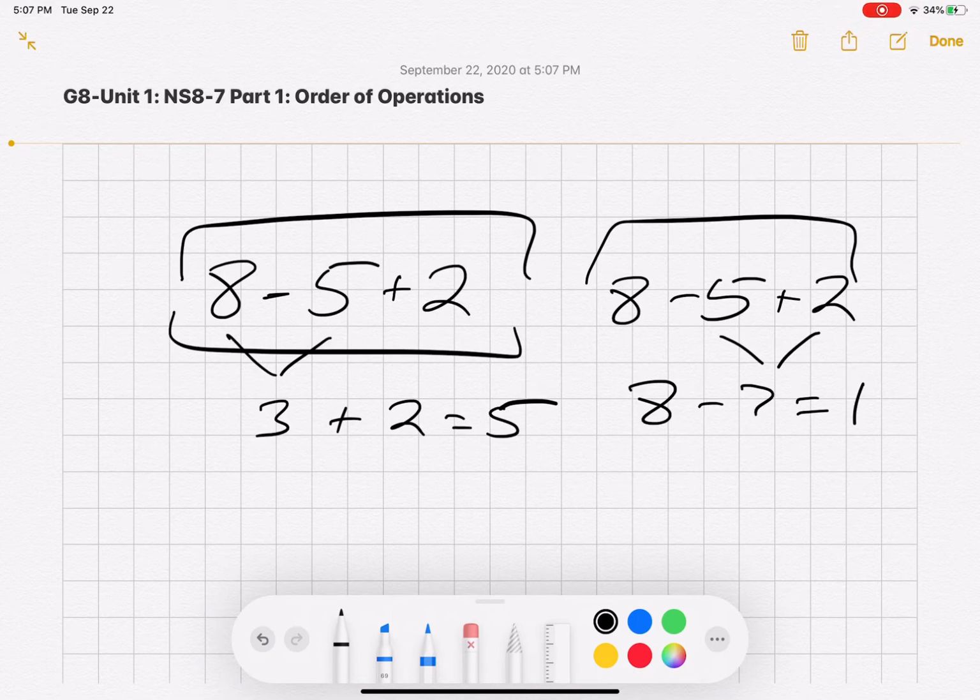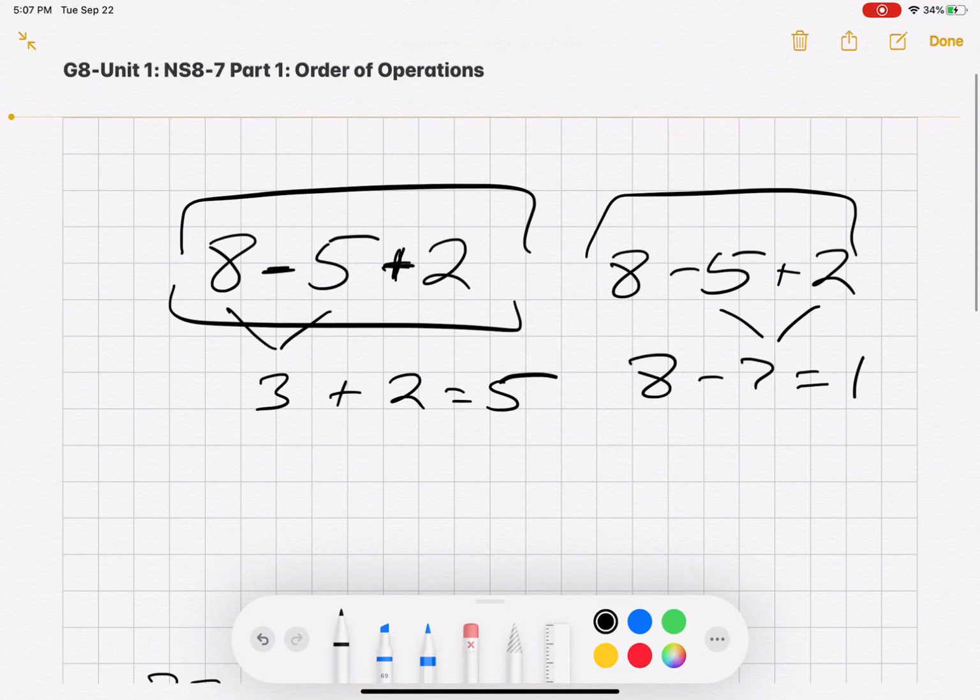So how do we make it clear which operation to do first? Do I do the addition first or do I do the subtraction first? How do I make it clear so I know which operation I need to do first? Okay, so if I wanted to get 5 as an answer, we would put in brackets. So the brackets are what tell you what operation you need to do first.